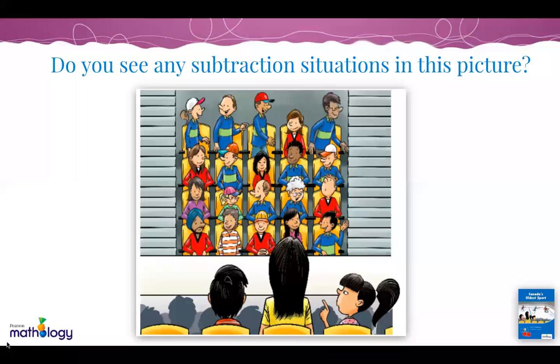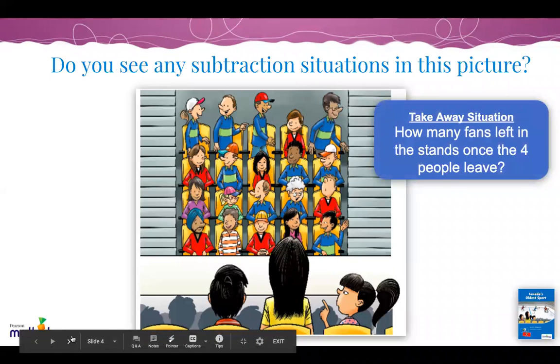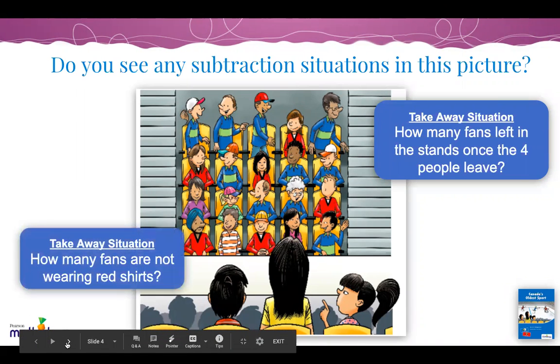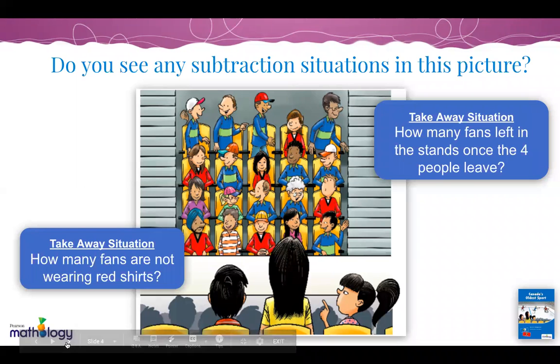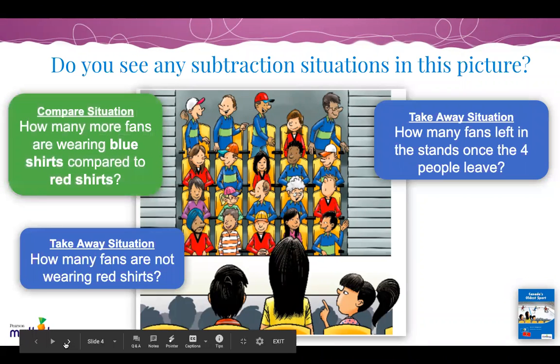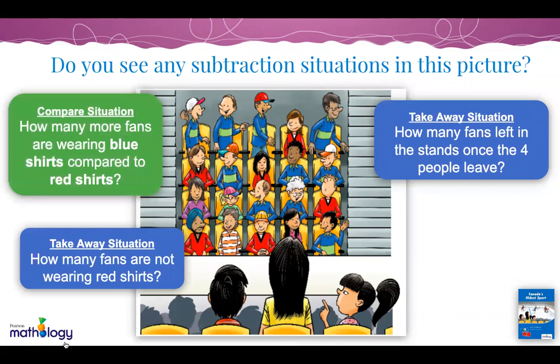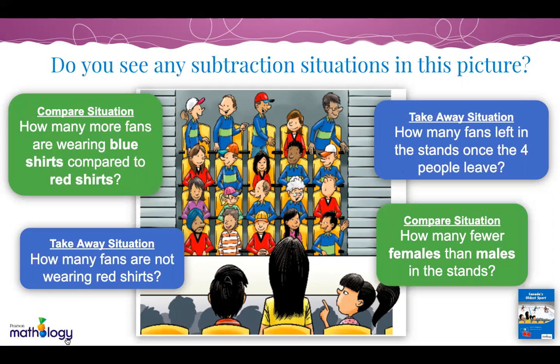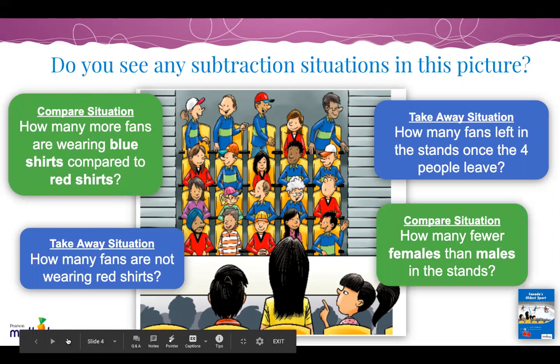So as I start talking a little bit about this, keep in mind the subtraction situation you saw. Did you see a takeaway situation? In other words, was the one that you saw something like how many fans left in the stands once 4 people leave? Did you see another takeaway situation, kind of like how many fans are not wearing red shirts? Did you see a compare situation? Something like how many more fans are wearing blue shirts compared to red shirts? Or another type of compare situation, how many fewer females than males? So just keep that in mind as we go through.